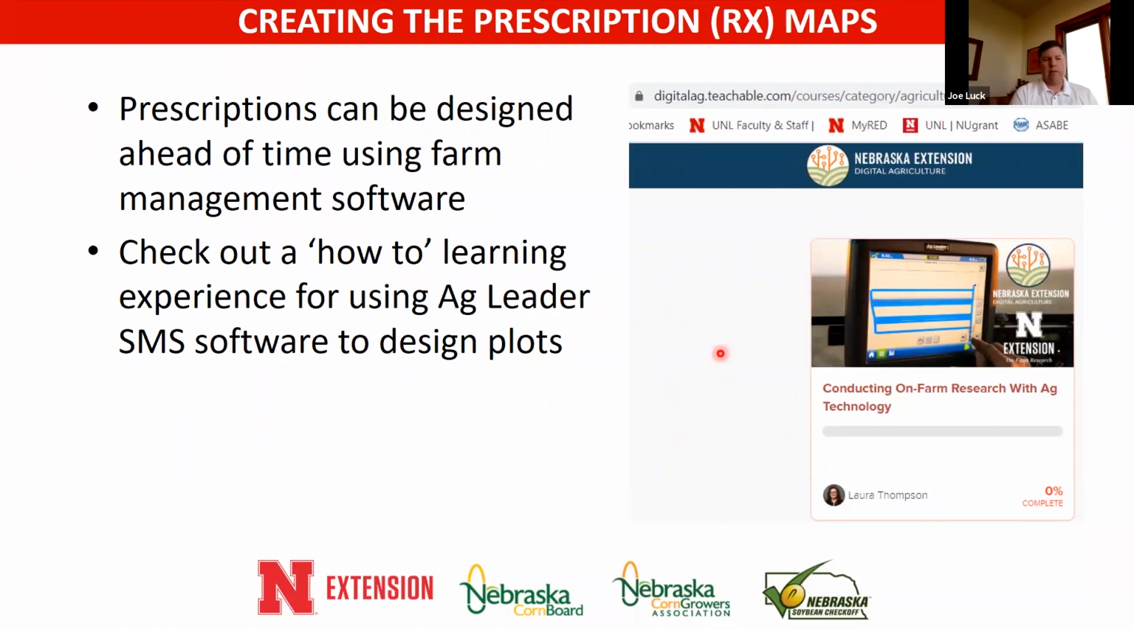We've had pretty good success. Again, we've designed at least a dozen field trials here in just the last couple of years. And we use a combination of software. AgLeader SMS is one that we use to finalize the plans. We use a different software called ArcMap when we're developing a lot of our plots.